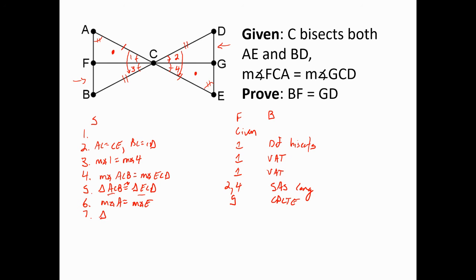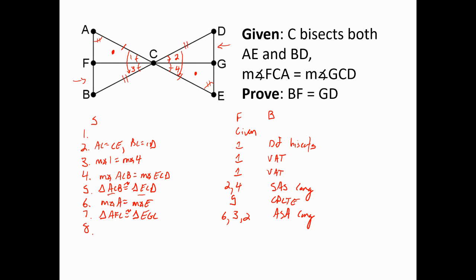Yeah. So we can now declare that triangle AFC is congruent to triangle EGC by angle side angle congruence. And let's make sure we get all the lines that we need for this. Well, we needed angle A equal to angle E, which is 6. We needed angle 1 equal to angle 4, which is 3. And we needed AC equals CE, which was line number 2. Okay, so that's what we used, ASA congruence.